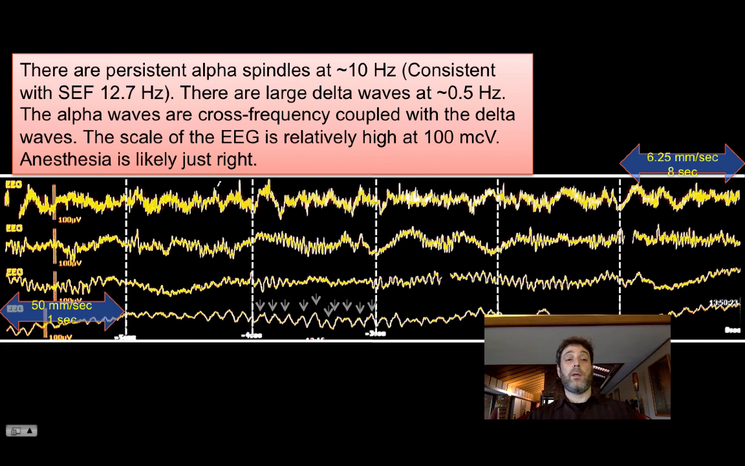So the spindles are phase amplitude coupled with the delta waves. The scale is at 100 microvolts, so we've got relatively high power, so anesthesia is likely to be just right.